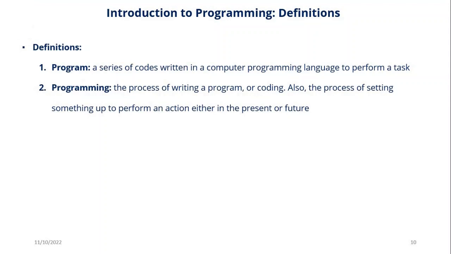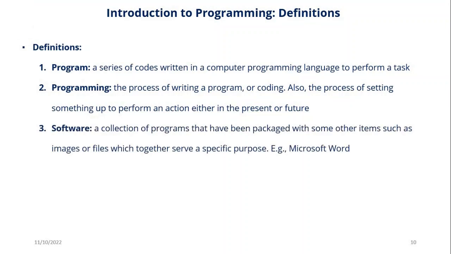So from a broader definition, we say programming is also the process of setting up something to perform an action, either in the now, in the present, or in the future. For example, you set up your alarm on your computer or your phone to wake you up by 4 a.m. or 5 a.m. because somebody has written the program to enable you to do that. The process is programming.